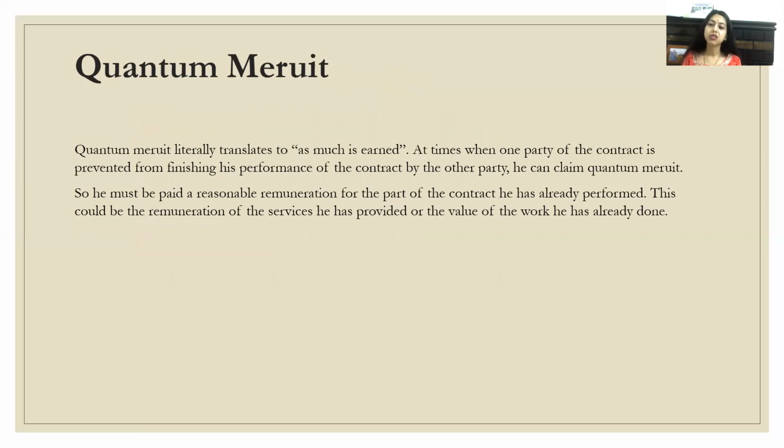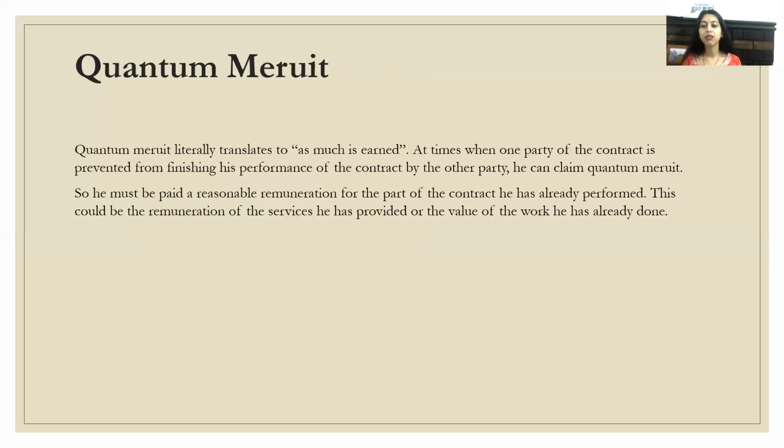Quantum meruit literally translates to as much as is earned. At times when one party of the contract is prevented from finishing his performance of the contract by the other, he can claim quantum meruit. So he must be paid a reasonable remuneration for the part of the contract he has already performed. It means one of the parties performed his part, but the other party stops the performance in between. So what the aggrieved party can do is file for quantum meruit.